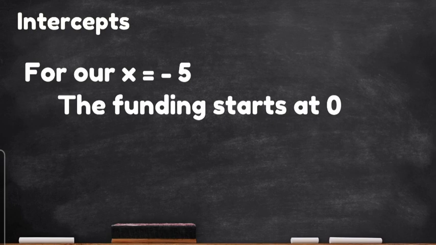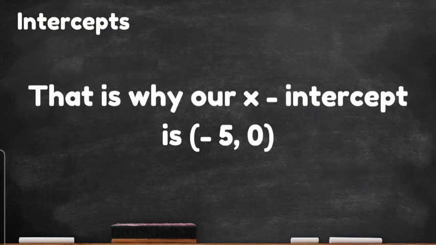The intercepts of the graph also tell a story. For our x when it is equal to -5, the funding, or our y, is 0, representing the cutoff point where no funding is allocated. That is why our x-intercept is (-5, 0).